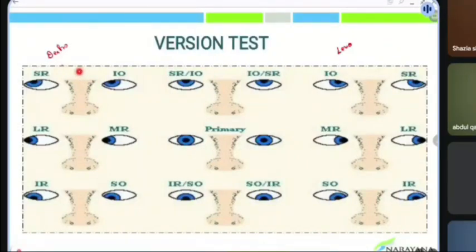Similarly, you will be having dextroelevation, dextroversion, and dextrodepression. Based on these parameters, we'll be seeing which muscle is overacting and which muscle is underacting, or else we will be checking whether there are any restrictions on the muscles. If the patient has any paralytic squints or any nerve palsies, they can end up with these restrictions, which are very prominent in paralytic squints.